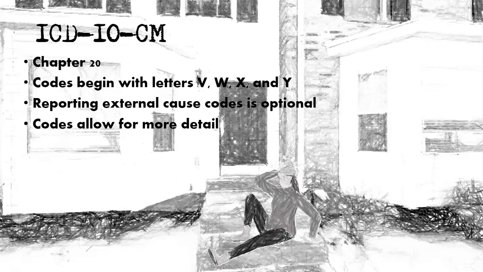Welcome! Today's lesson will cover coding for external cause codes. The external cause codes are found in Chapter 20 and include codes that start with the letters V, W, X, and Y. As of now, there is no national requirement for mandatory ICD-10 external cause code reporting.